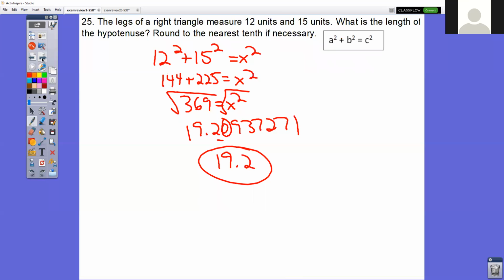In question number 25, the legs of a right triangle. Legs mean your A and your B side. Remember, your hypotenuse is your C side. So it tells you that the A and the B are 12 and 15. That's why I put 12 here and 15 here. 12 squared plus 15 squared equals x squared. You can type that right into the calculator. We're solving for the C side. You get 369. Take the square root, you get 19.2.